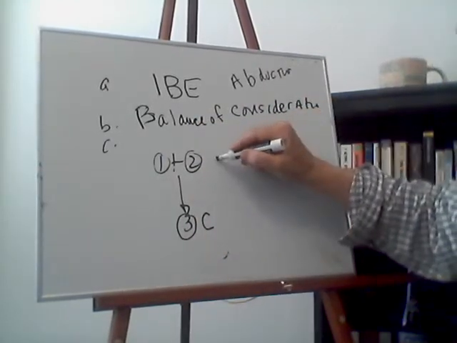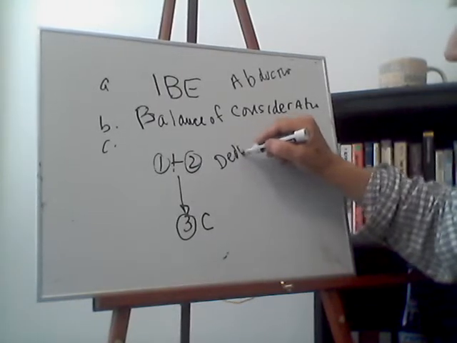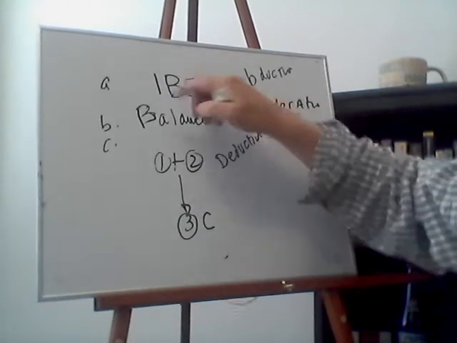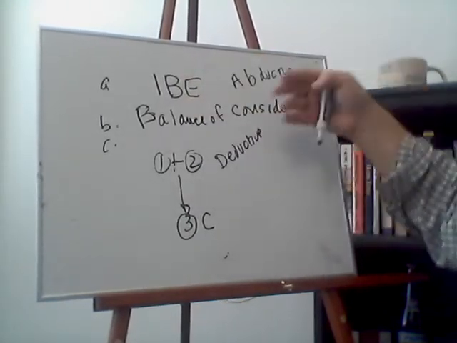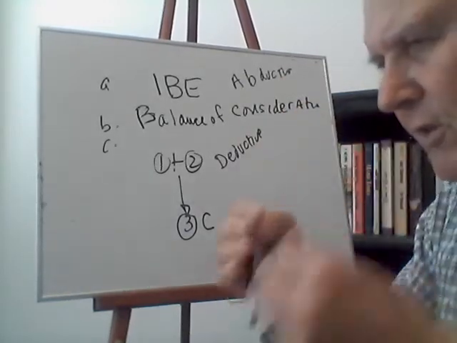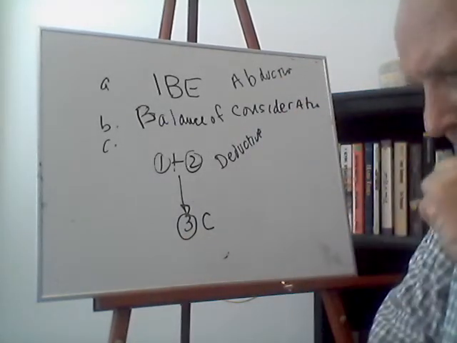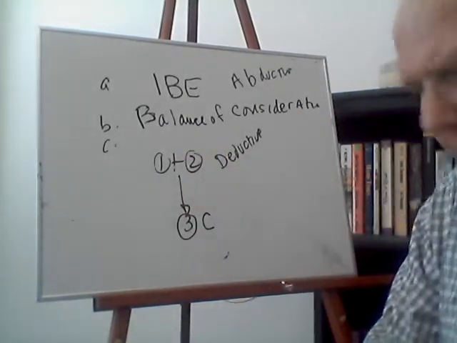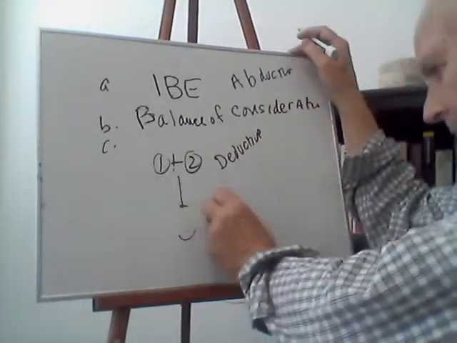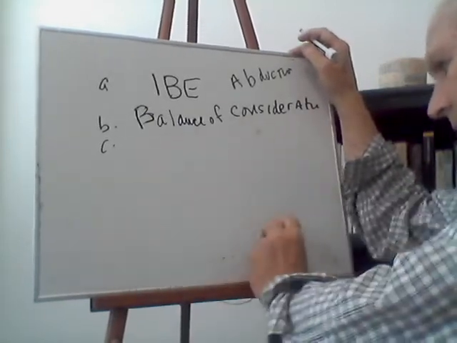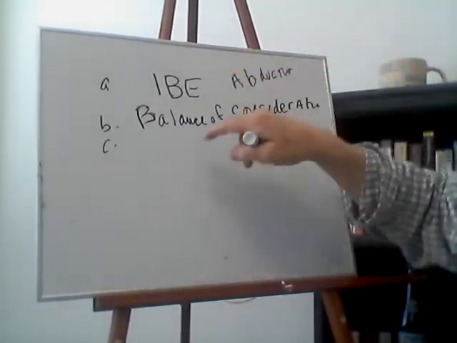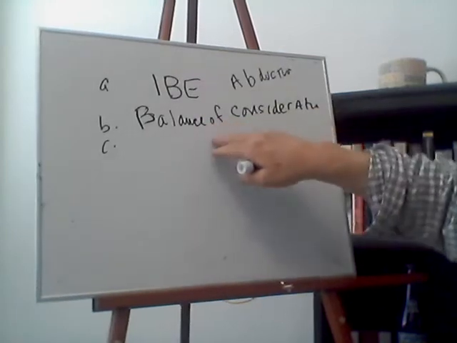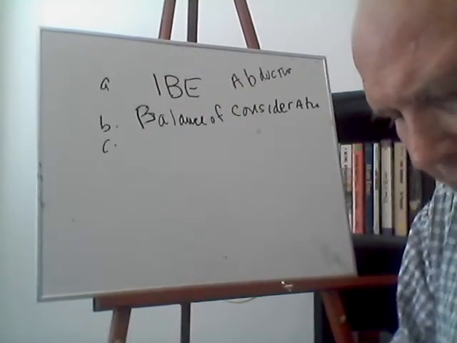So this is a deductive argument. Deductive. It's not an IBE because you're not trying to explain something. You're trying to prove something, that you didn't lay the card down. You didn't lay it because of 1 plus 2. Okay? That's deductive. So we're trying to identify deductive arguments, balance of consideration arguments, or inference to the best explanation.